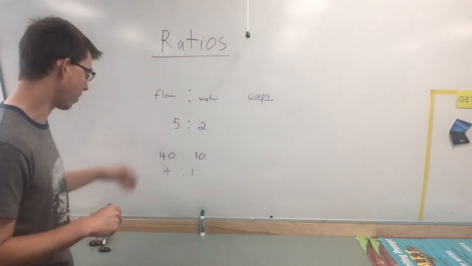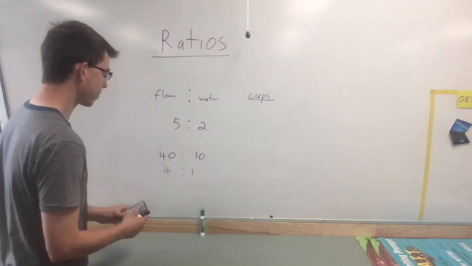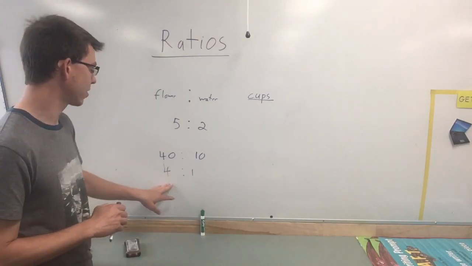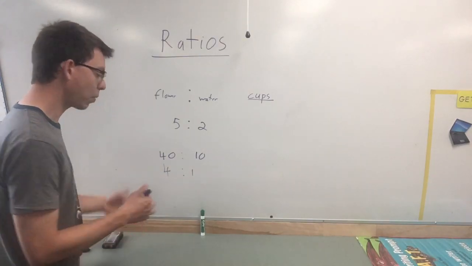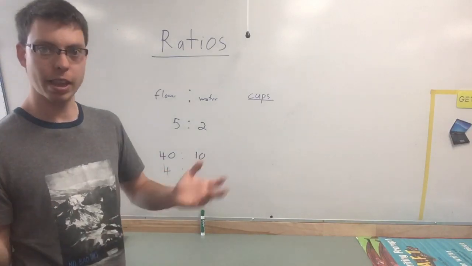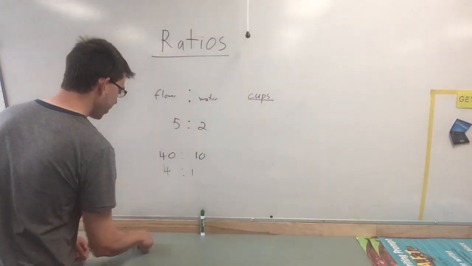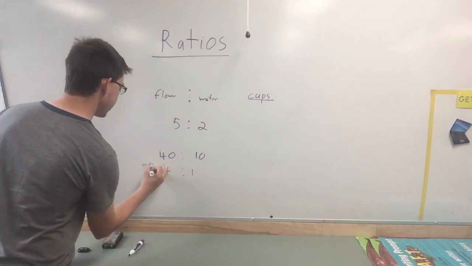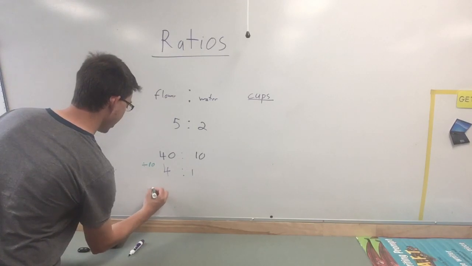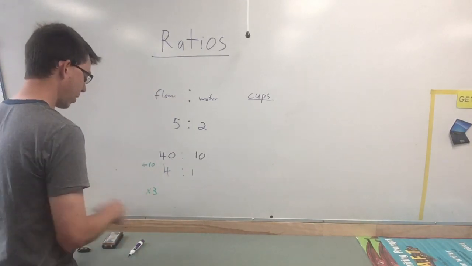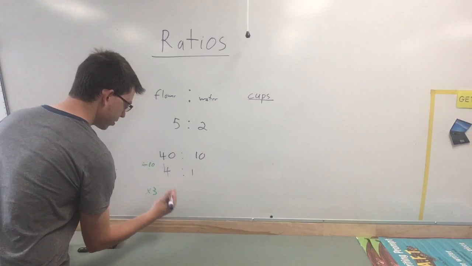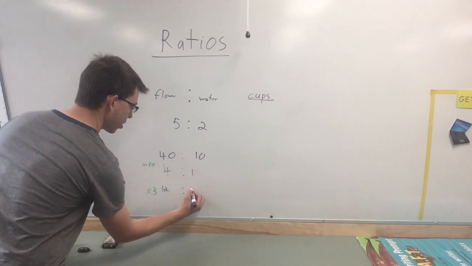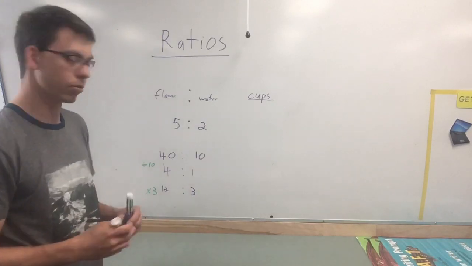Okay, so that's going down, but you may also go up. Now that I have 4 to 1 as a ratio, I want to make that 3 times more, so I'm going to multiply it by 3. Okay, I'm going to write here. So I divided it by 10, and I multiplied it by 3 here. And I'm going to get 12 and 3. And that's my new ratio.